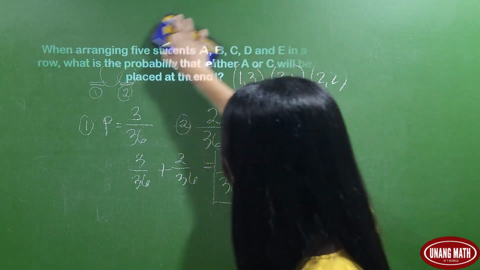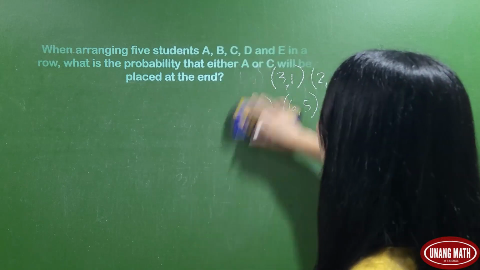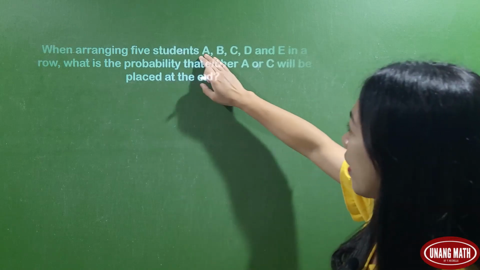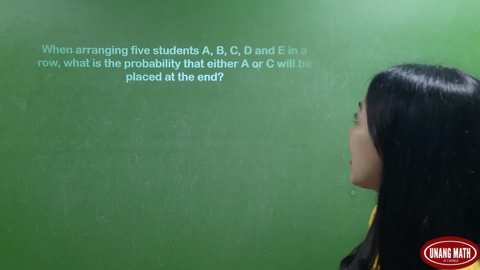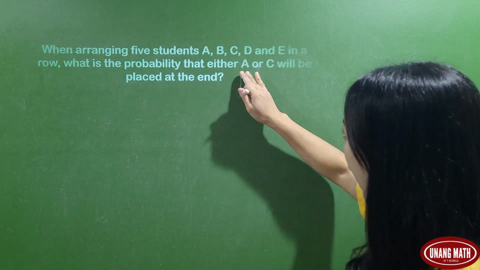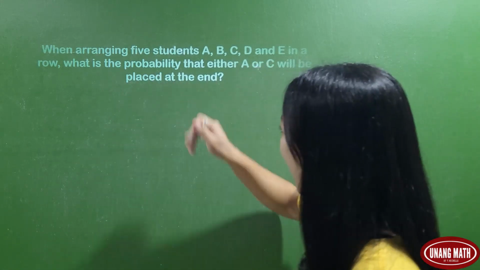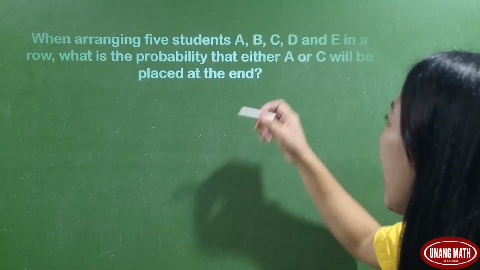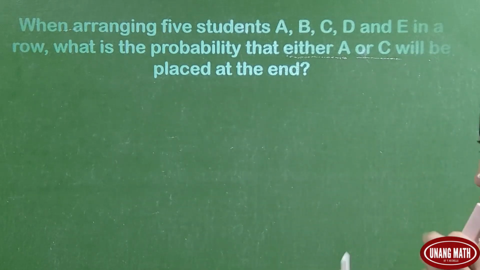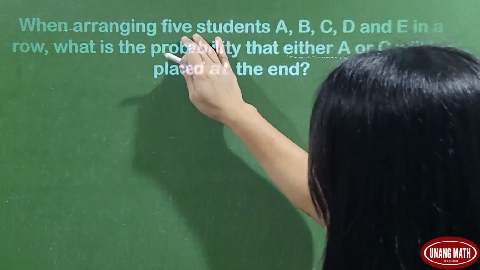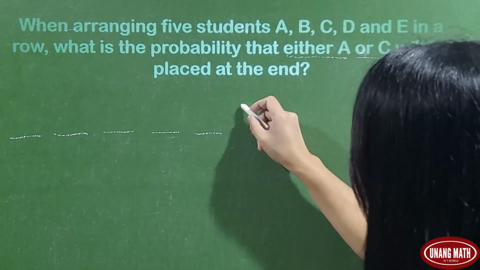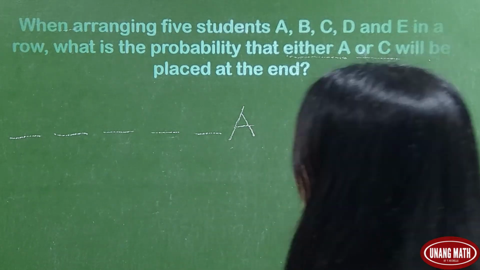This time, let's answer these simple problems. For the first one, when arranging 5 students A, B, C, D, and E in a row, what is the probability that either A or C will be placed at the end? Either A or C will be placed at the end. So since we have 5 students, 1, 2, 3, 4, 5, A is at the last part.